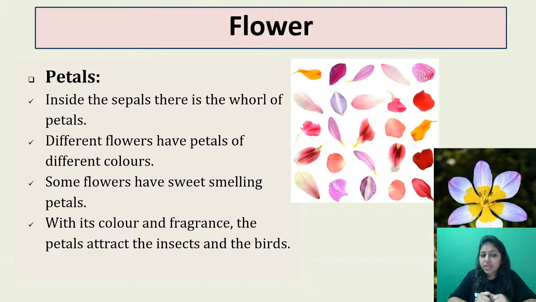Generally, whenever we take a flower, we bring it near to our nose and we try to smell it. Because they are sweet smelling, they are of different colors. Because of this color and fragrance, it not only attracts us, but it also attracts insects and birds. They sit on them and they also help in reproduction by doing pollination. Are you clear?